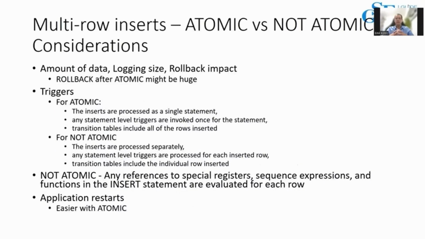So now some considerations about atomic and not atomic. As I mentioned, if you have atomic, it's all or nothing. So it can be huge, right? You need to optimize your number of rows, because if the very last row fails, then everything is rolled back, which can have a huge impact on your logging activity. So you need to think about that. While if you have not atomic, you might have some inserted, some rejected. So maybe the rollback wouldn't be that big if you need it.